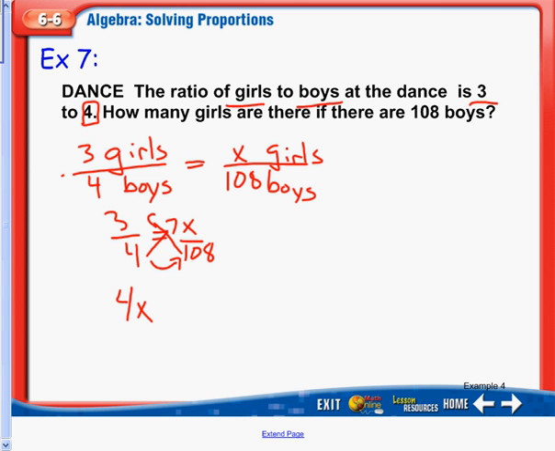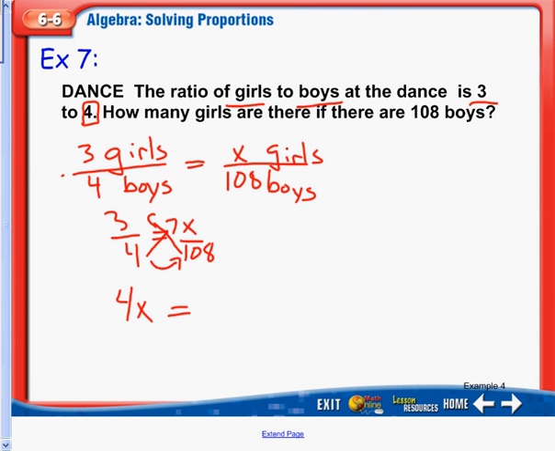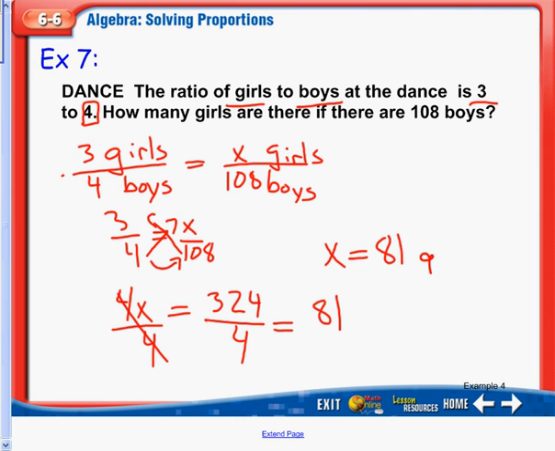So I have 4 times x is 4x. 108 times 3 is 324. So I have 324 equals 4x, and now we're on to dividing. Again, dividing by the coefficient because we just want to solve for a single x. 324 divided by 4 is going to give me 81. And so x equals 81 girls.